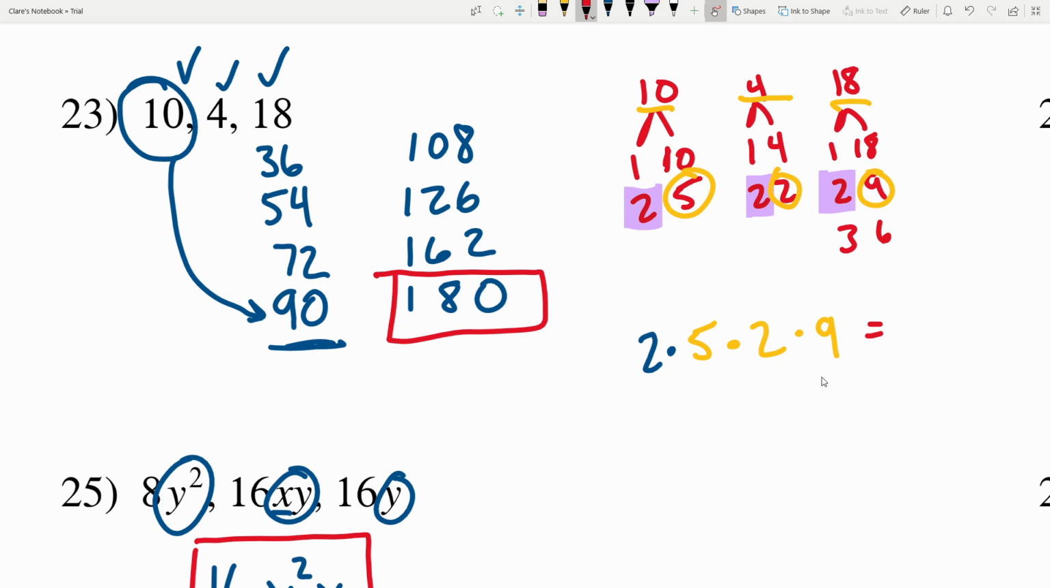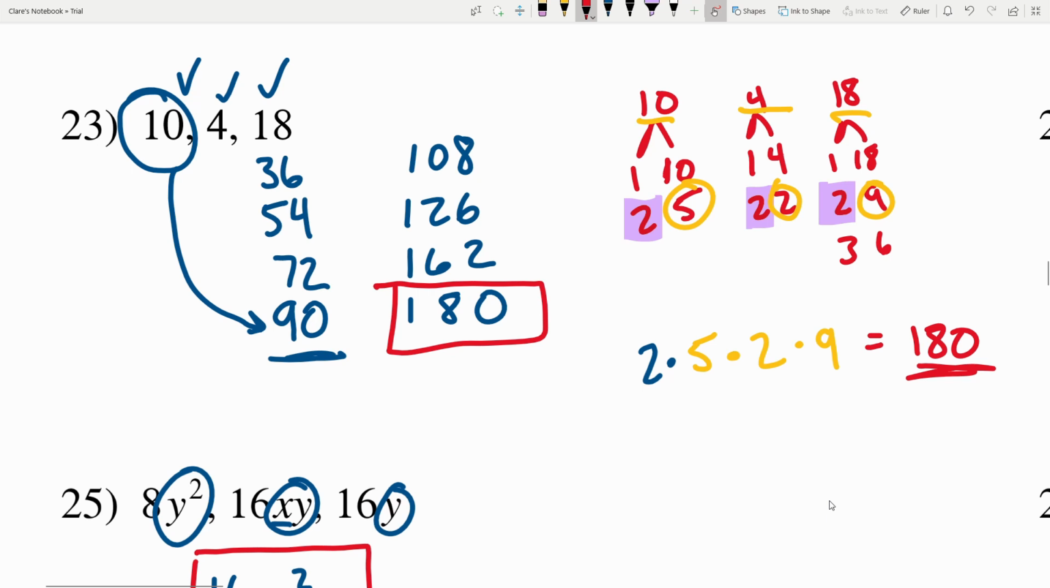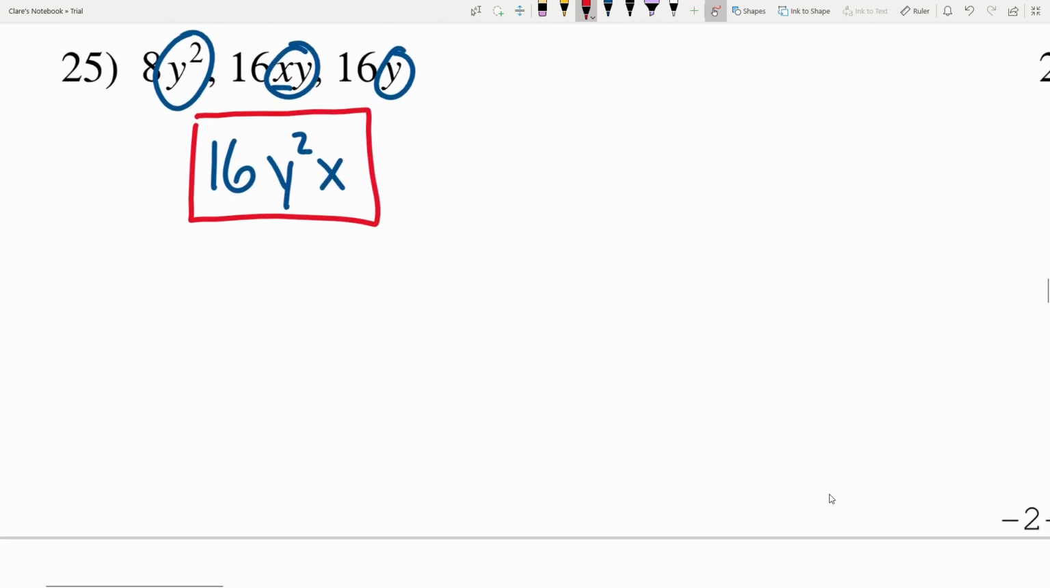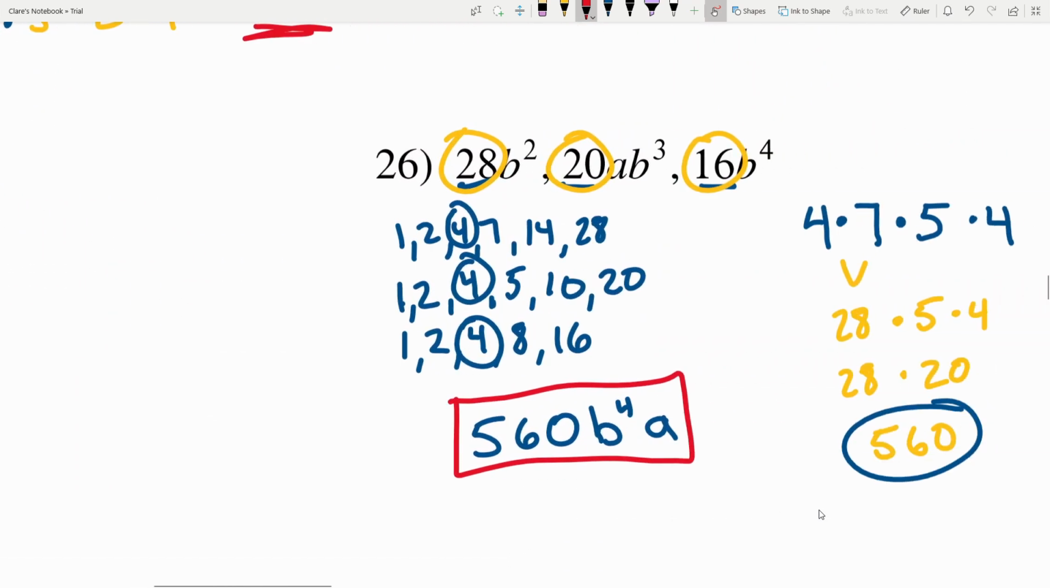So you can see when I multiply these all together, 2 times 5 is 10 times 2 is 20 times 9 is 180. So indeed, I get my LCM. And again, this only works when all three numbers are not already multiples of each other. So feel free to use that trick when you have larger numbers.